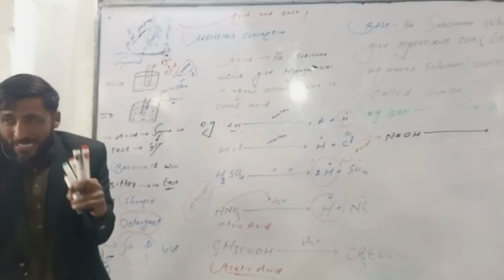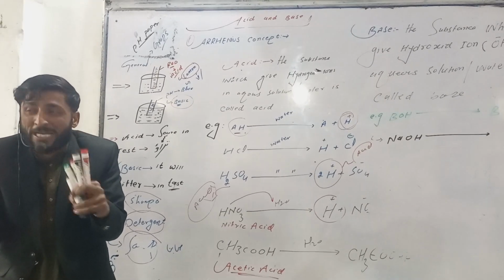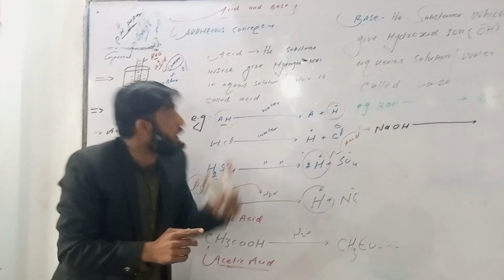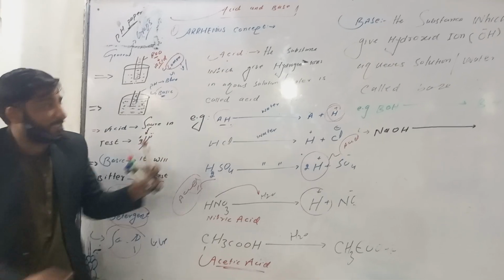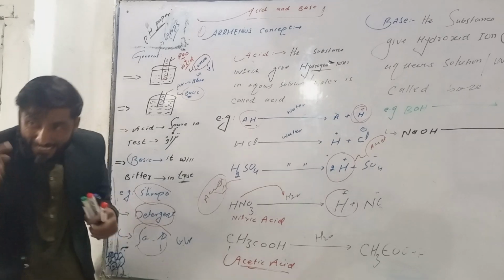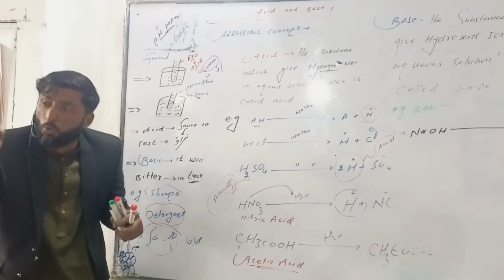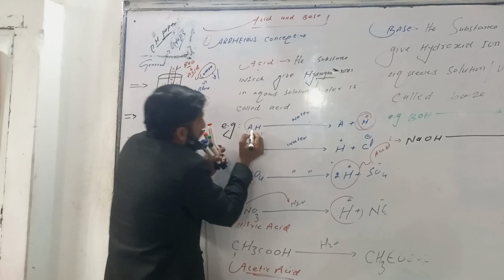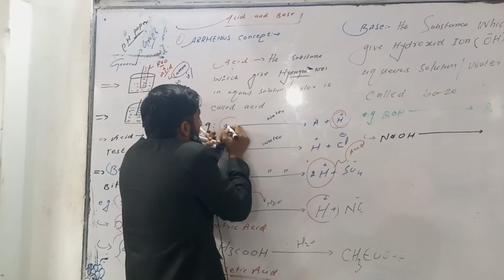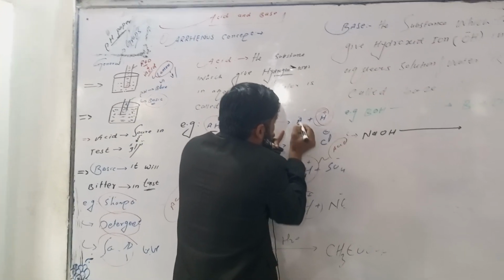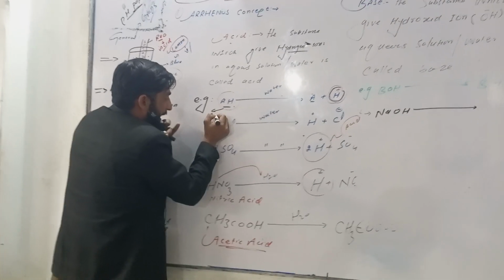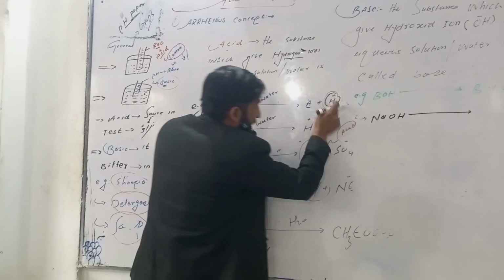Arrhenius says those substances which give us hydrogen ion, we can say this substance is an acid. Again, what did Arrhenius say about the acid? Arrhenius said the substance which gives us hydrogen ion in aqueous solution is the acid. For example, this is a general example HA. When we put this substance in water, it will give us A and H. Due to this H, this substance is an acid. Why? Because this substance gives us hydrogen ion.